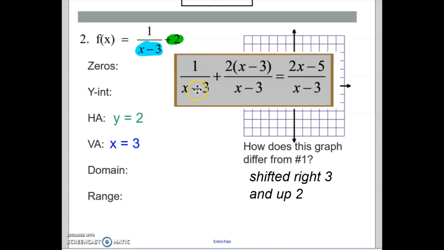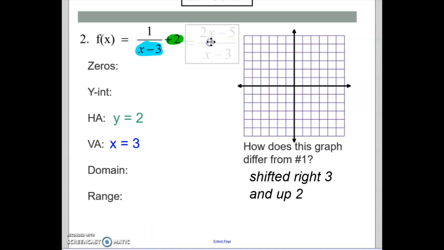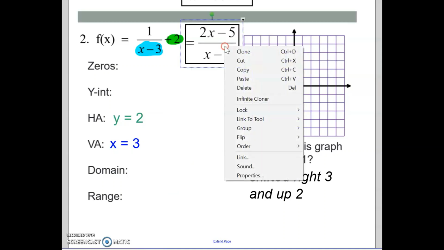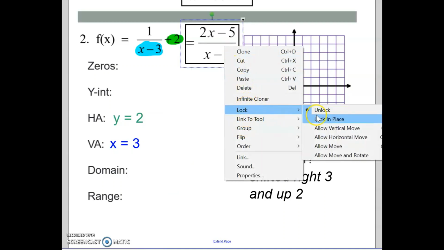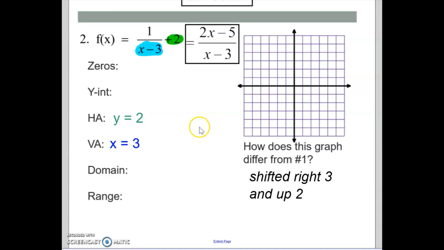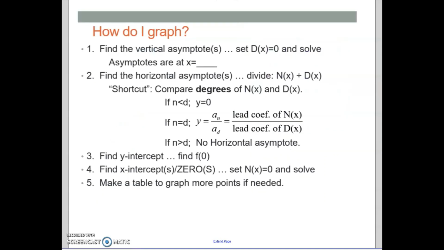I took 1 over x minus 3 plus 2. I'm creating a common denominator, and I get 2x minus 5 over x minus 3. So that's the function we're going to look at now. And I'm going to refer back to this chart.